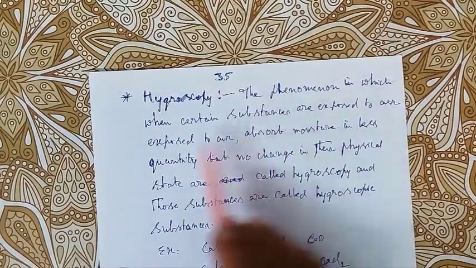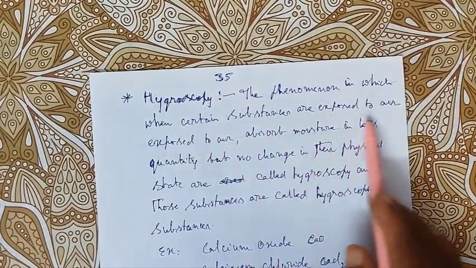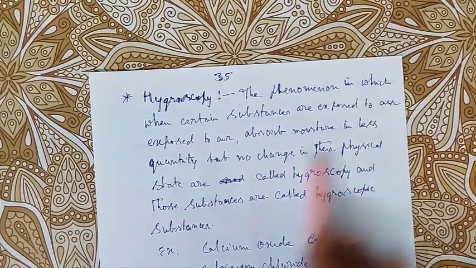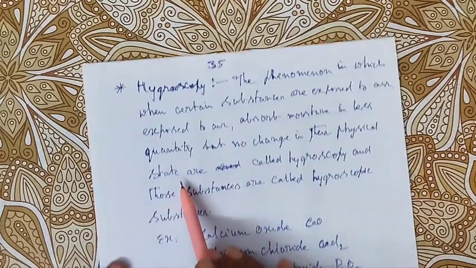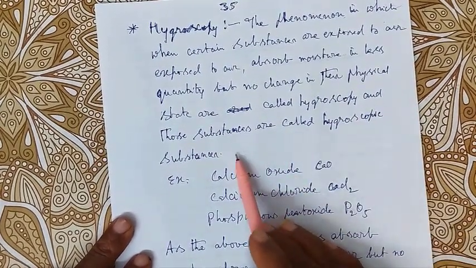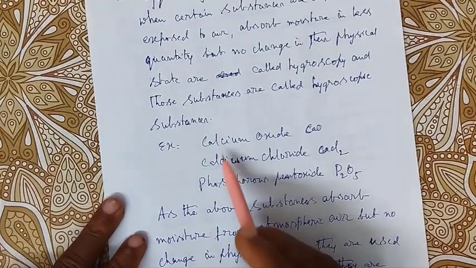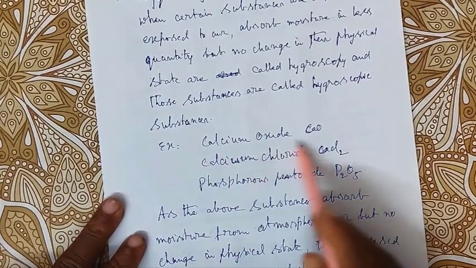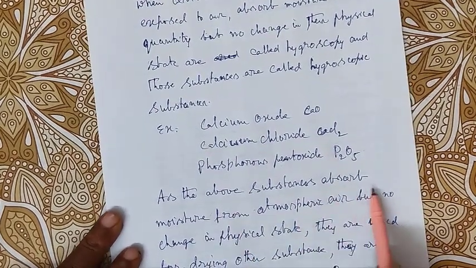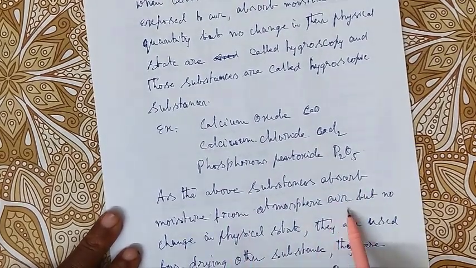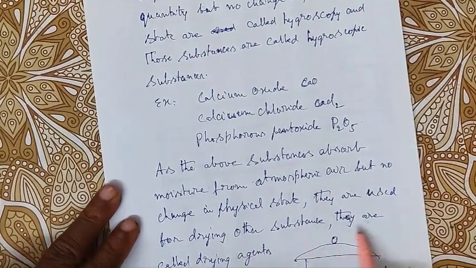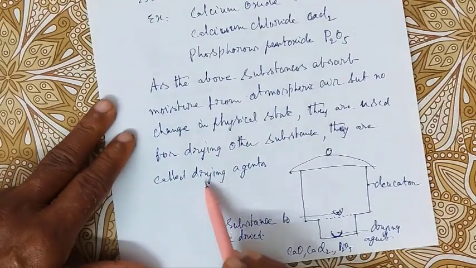Hygroscopy: the phenomenon in which certain substances, when exposed to air, absorb moisture in less quantity but with no change in physical state are called hygroscopic substances, and the phenomenon is called hygroscopy. Examples of hygroscopic substances are calcium oxide, calcium chloride, phosphorus pentoxide, etc. As these substances absorb moisture from the atmospheric air with no change in physical state, they are used for drying other substances, that is, they are called drying agents.